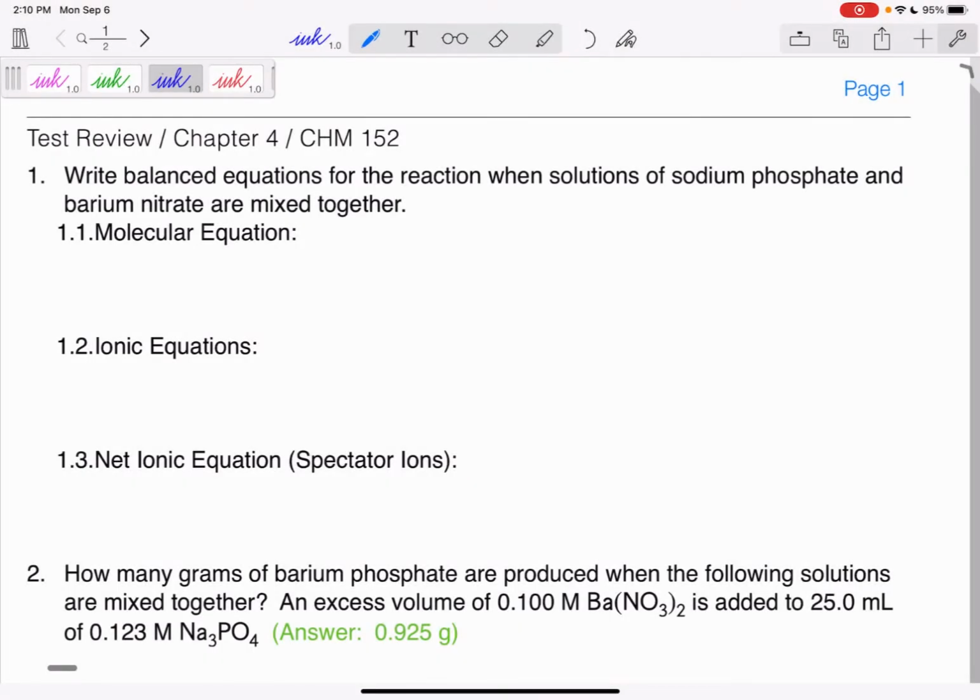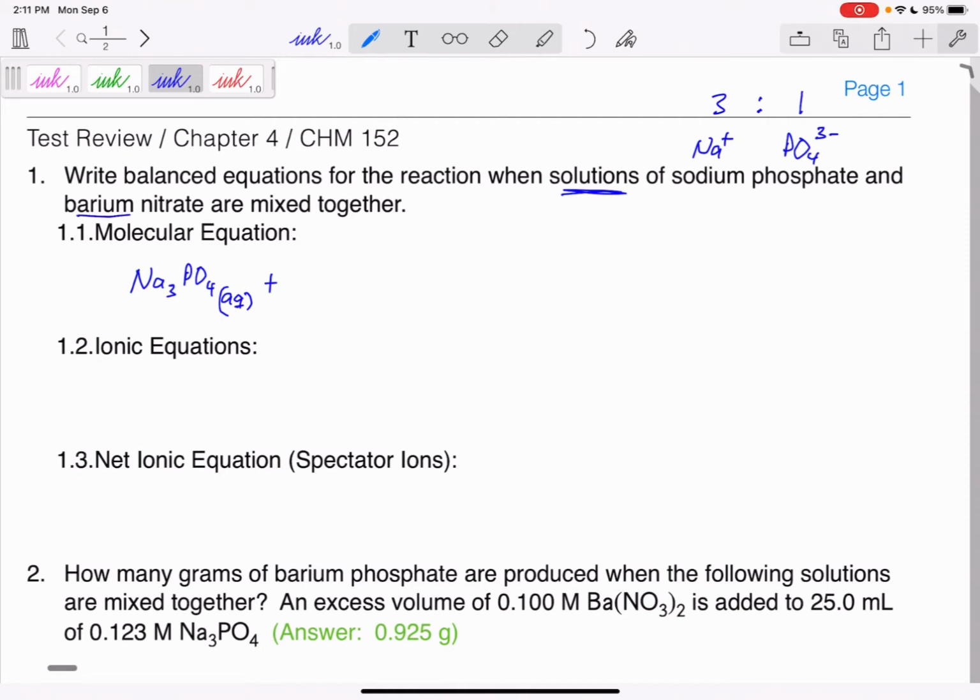Okay, let's work through this first problem here on the test review. Sodium has a +1 charge, phosphate has a -3, so we actually need 3 of the sodiums to balance out the -3 charge on the phosphate. And so its molecular formula is going to look like this. Whenever the problems talk about a solution, then just assume that it's an aqueous solution.